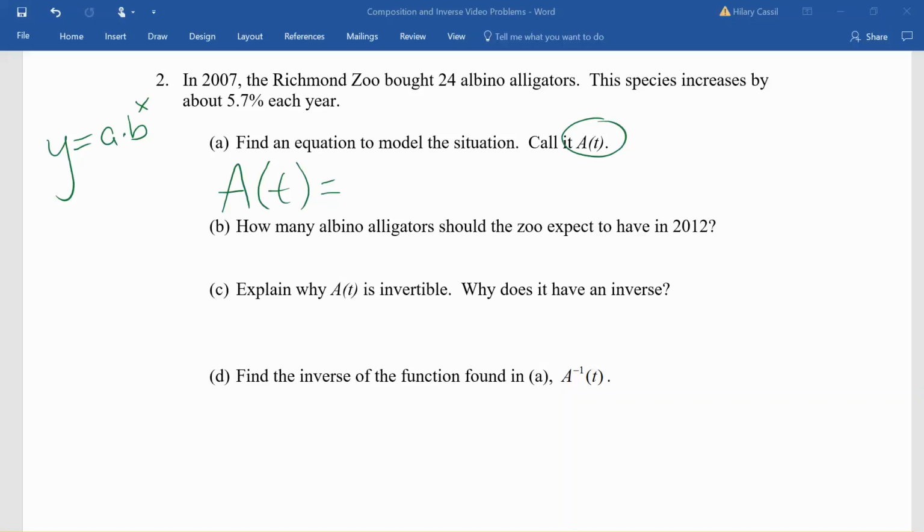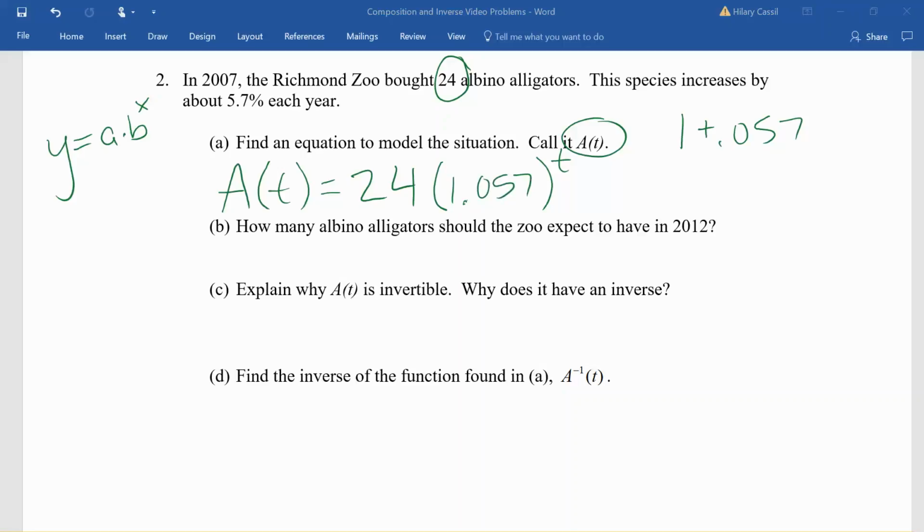We know our exponential equations have the form y equals a times b to the x. So our a is going to be our initial value, that's going to be 24. And our b, the base of our exponential function, comes from the percent change we have. So adding 1, which represents 100%, plus the 0.057, the 5.7% increase we have each year, we are going to get a base of 1.057.